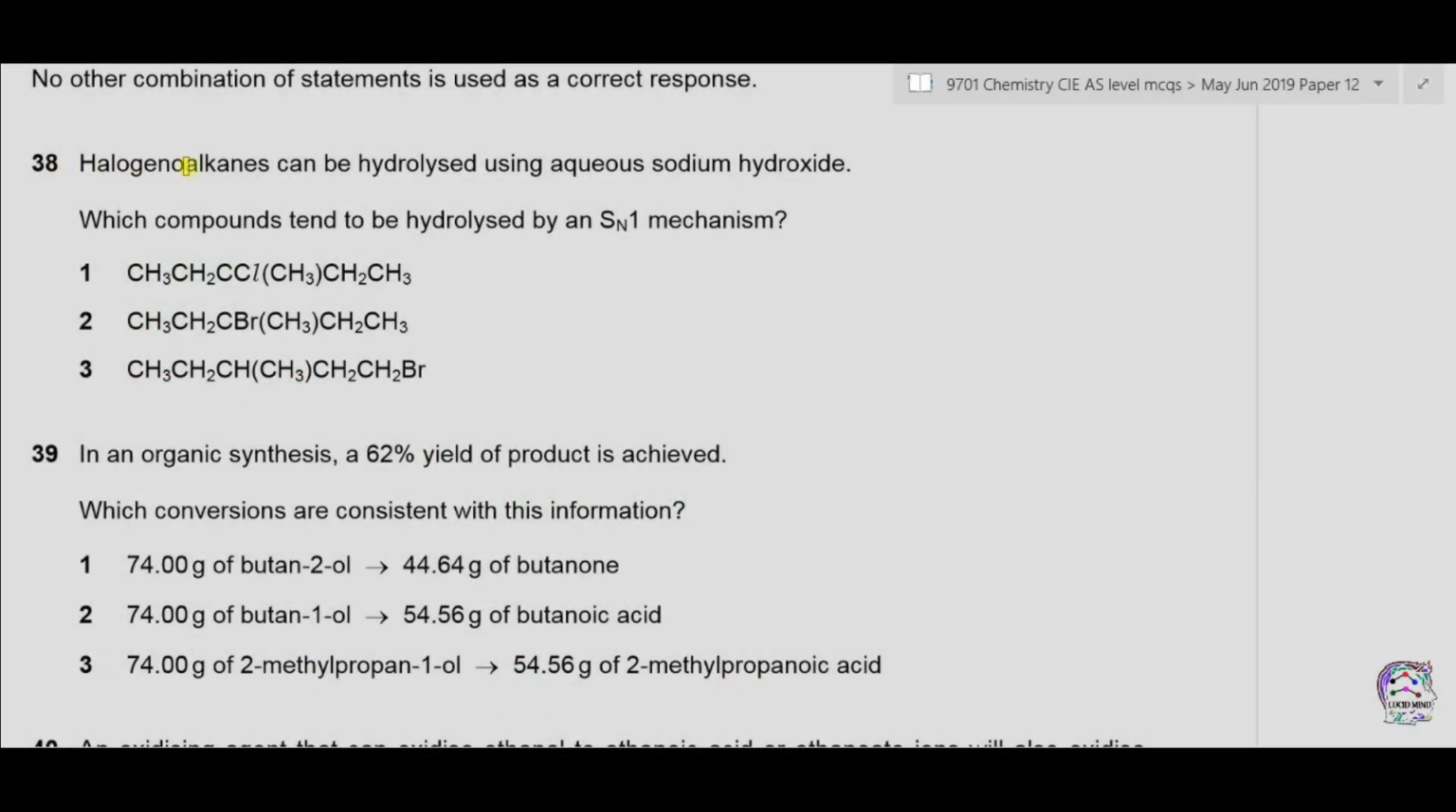Question number 38. Halogenoalkanes can be hydrolyzed using aqueous sodium hydroxide. Which compounds tend to be hydrolyzed by an SN1 mechanism? Now, in order to follow the SN1 mechanism, the halogenoalkane must be a tertiary halogenoalkane.